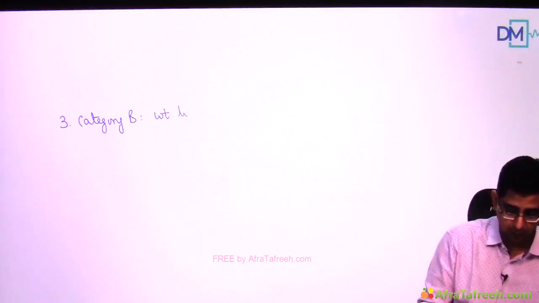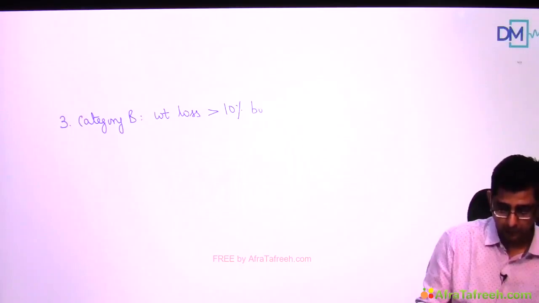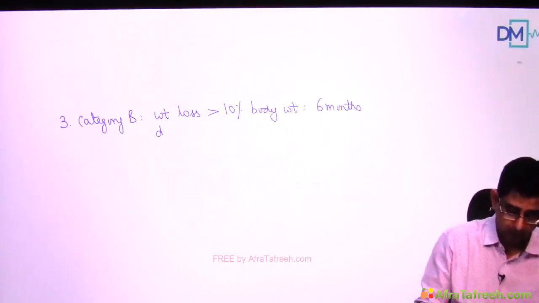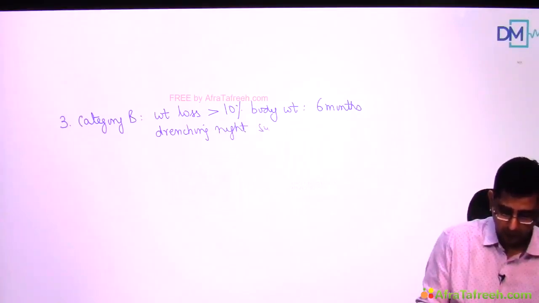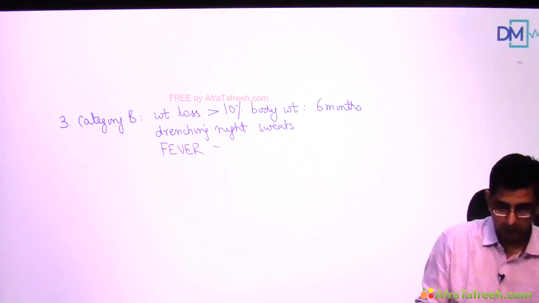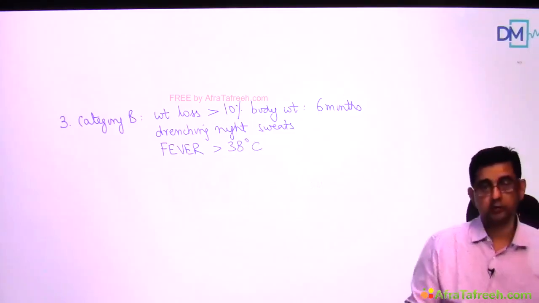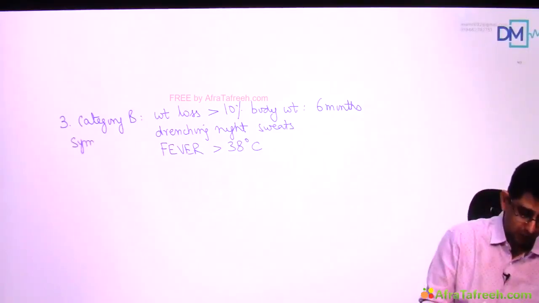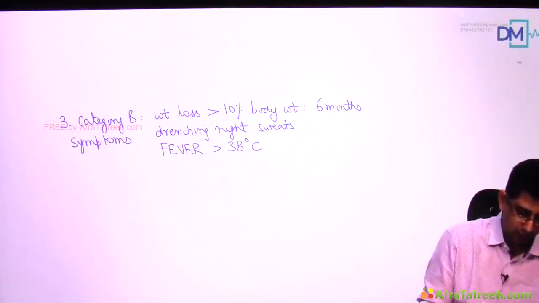Category B symptoms are defined as the presence of weight loss, which is more than 10% of the total body weight, over the previous 6 months. Then there can be drenching night sweats in a patient. And this could be associated with fever. It could be an evening rise of temperature, where the temperature, usually recorded by digital thermometer, goes beyond 38 degrees Celsius. So category B symptoms can be present in both Hodgkin's lymphoma and non-Hodgkin's lymphoma.